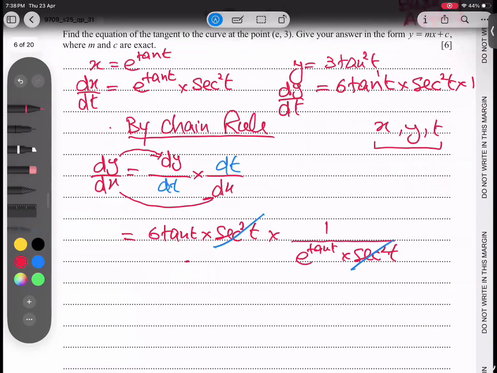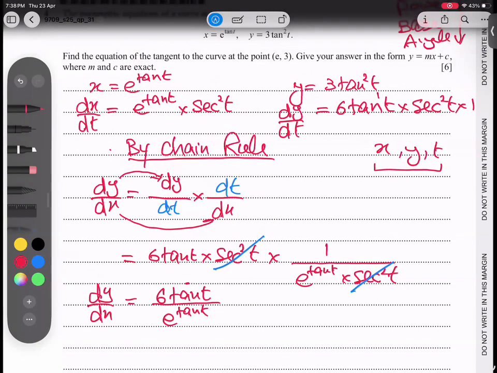Now what we get finally, not e, only 6 tan t over e to the power tan t. So this derivative is completely done. And now we said that we replace. So we have to find what? We have to find what, students?